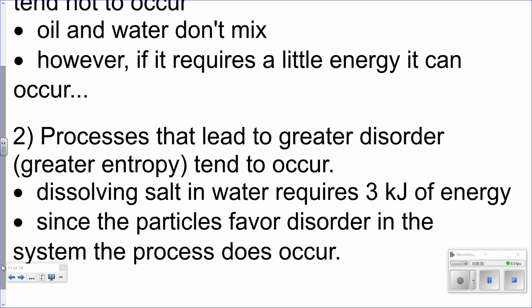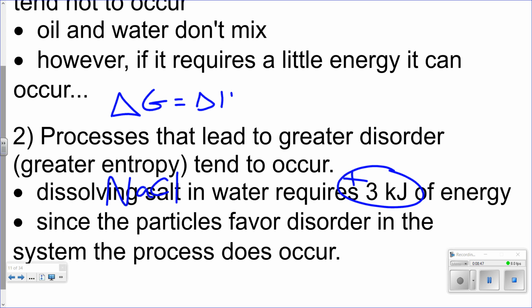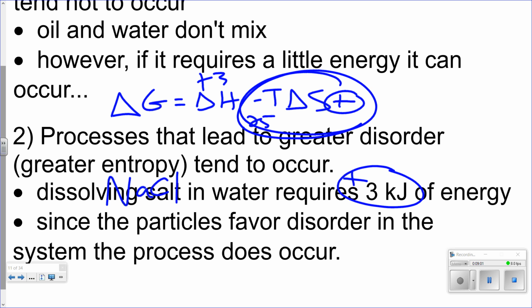So check this out. Taking table salt, which is NaCl, and dissolving it in water requires positive 3 kilojoules of energy. But because the process leads to more disorder, it tends to be favored. So if you understand delta G is equal to delta H minus T delta S, in this case, delta H is a positive number, but at room temperature, if delta S is quite positive as well, that means this whole term is negative, making delta G negative, and NaCl tends to dissolve. As we know, NaCl is quite soluble.